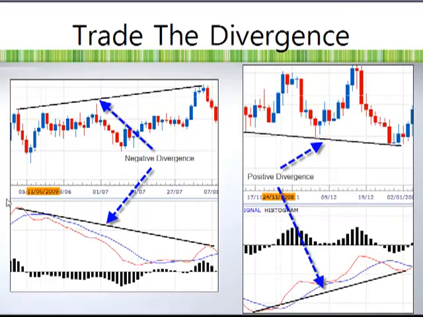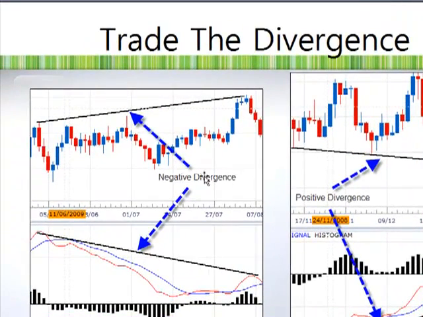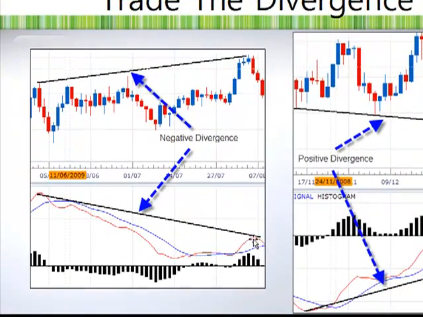You can see on this picture here, we call this a negative divergence. Why? Because the price is making a higher high. Can you see that? The price is making a higher high, but the MACD is making a lower high. The high here is lower than here. You can see the divergence. This is making a higher high, this is making a lower high, and this is called negative MACD divergence. And once this starts to appear, it's a telling sign that the price is going to move down.